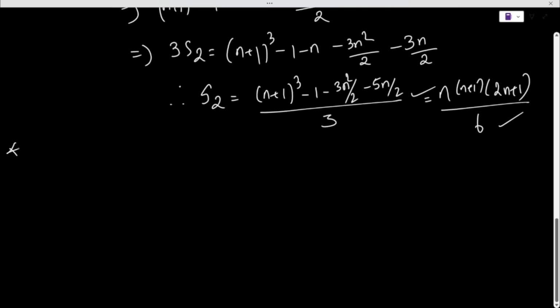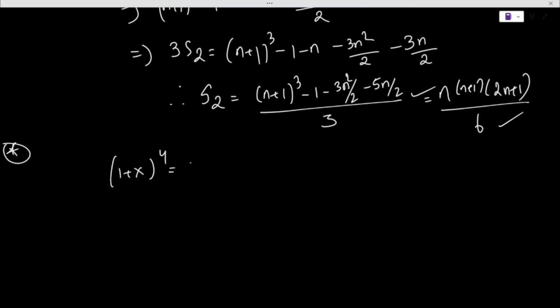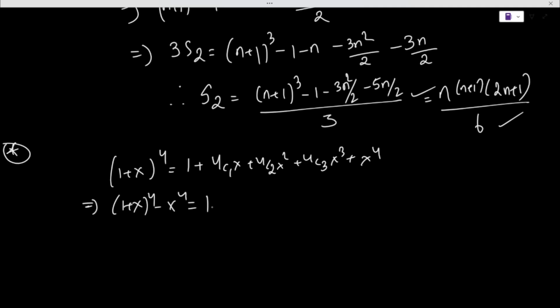So can you find S3? Yes, of course you can. How? You can simply write 1 plus x whole to the power 4 is equal to 1 plus 4c1 x, 4c2 x square, 4c3 x cube, and then x to the power 4. In the same manner, simply write down 1 plus x power 4 minus x power 4 is equal to 1 plus 4x plus 6x square plus 4x cube.